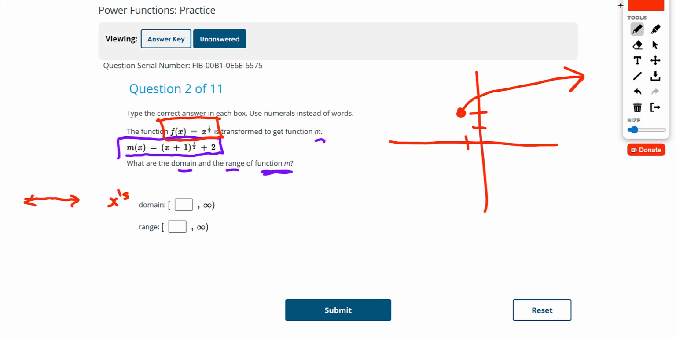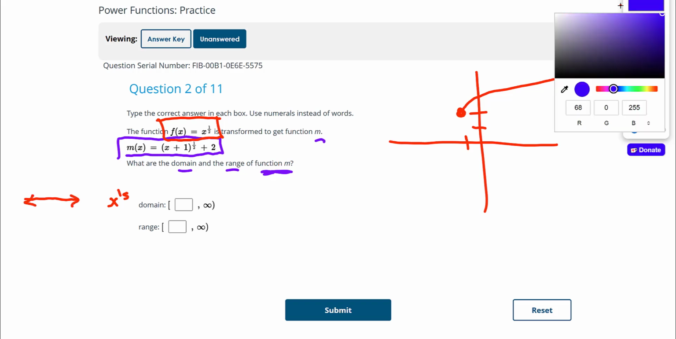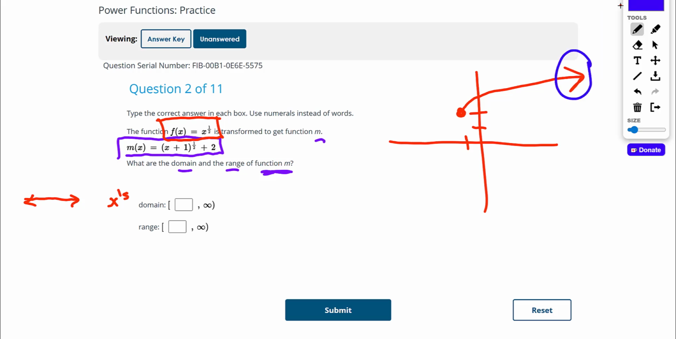Well, we can see clearly that this graph does go right infinitely. That arrow tells us it's going right infinitely. So this makes sense. They've got half of the domain for us. It's going to the right forever. But it's not going left forever. What is the leftmost x value? Well, the leftmost x value is -1.